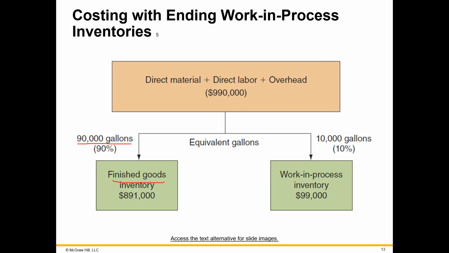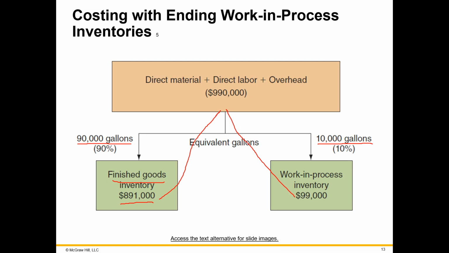And then in work in process, remember that we have 20,000 paint cans sitting in work in process, but we don't multiply by 20,000 gallons here. We multiply by the equivalent number of gallons. And so the equivalent number of gallons is 10,000 gallons. 10,000 times the $9.90 is going to give us $99,000. And when you add $891,000 and $99,000, we're going to get $990,000.